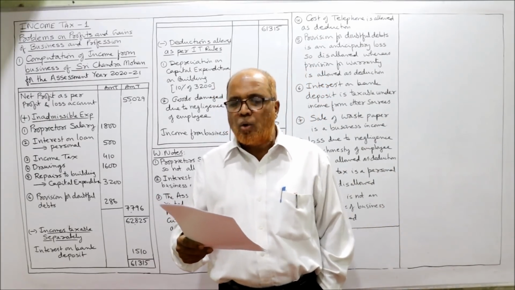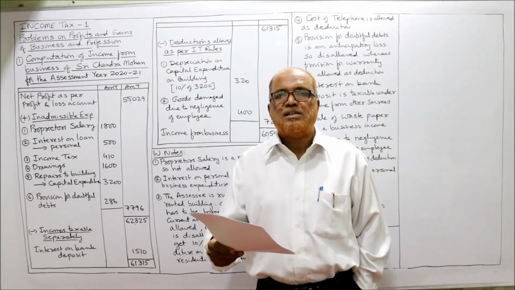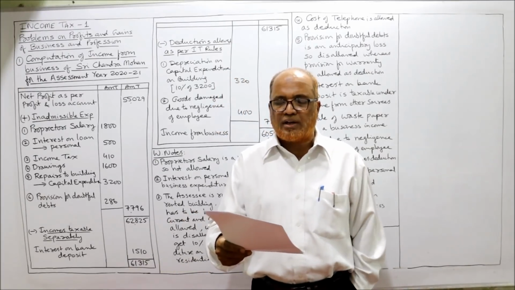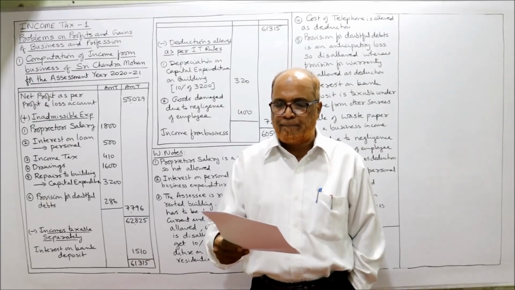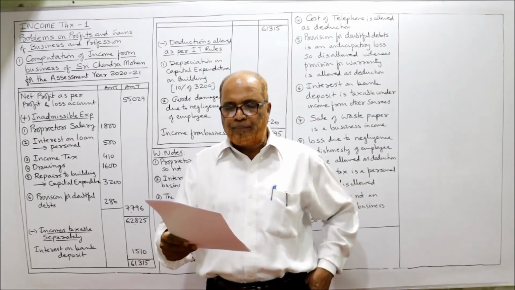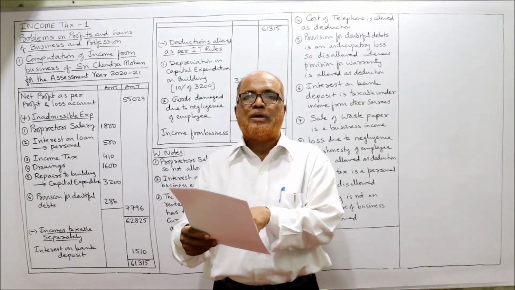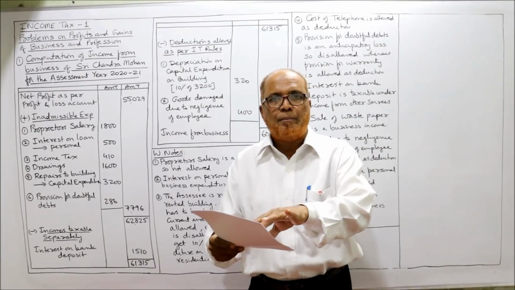Sri Chandramohan is the owner of a business. From the following profit and loss account for the previous year 2019-20, compute his income from business for the current assessment year 2021. The profit and loss account is given. The net profit as per profit and loss account is 55,029. This is the profit as per P&L account.